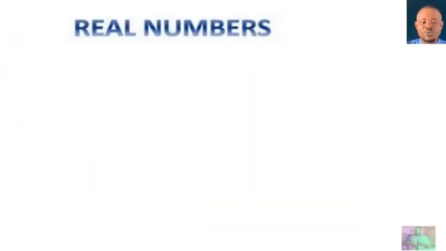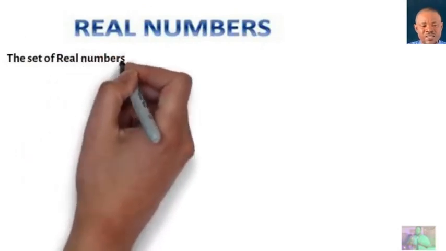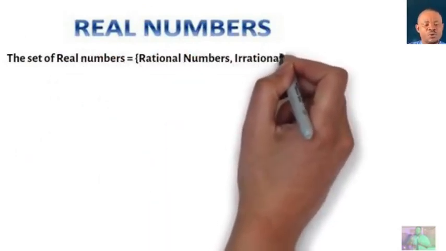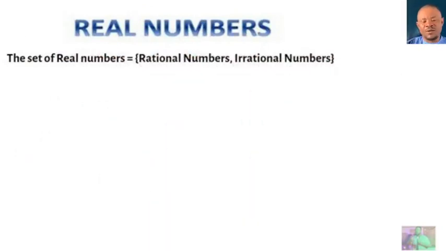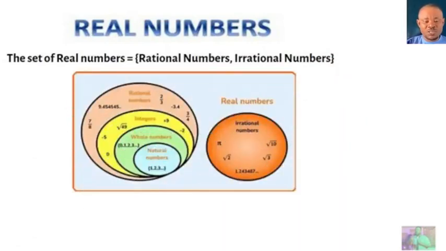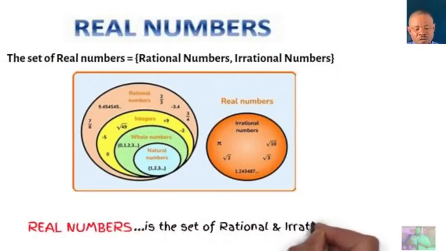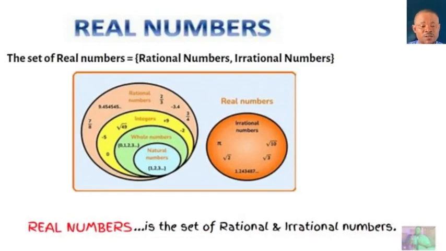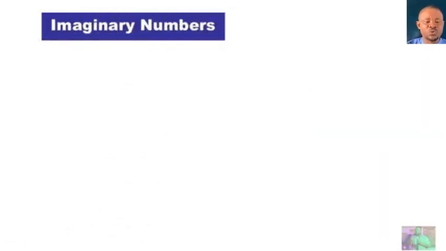Real numbers. Always remember to pause and go over this so that you can master it. Real numbers are made of rational numbers or irrational numbers. The set of real numbers is a combination of rational and irrational numbers. If you put rational numbers and irrational numbers together, you get real numbers. Is that okay? Just take your time and check the diagram. Like I said, you can pause.